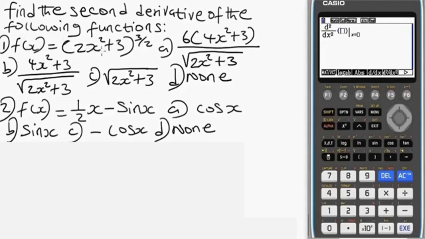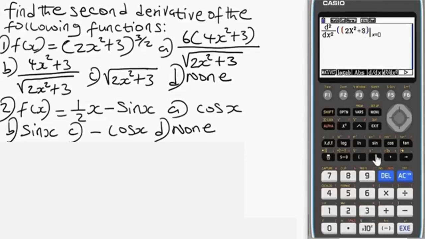Alright, so let's input the function. We have f of x equals this function, (2x squared plus 3) to the power 3 over 2. Now note that in math or in calculus, f of x is the same as y. Whether you say f of x or y, they both mean the same thing. Okay, so the question is starting with brackets. Let's start with brackets. Represent the question as it is appearing. So we have 2x. To bring out x, we press alpha, this plus button. Alright, 2x squared. Okay, plus 3.